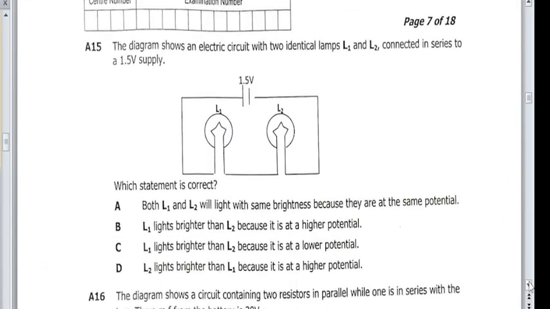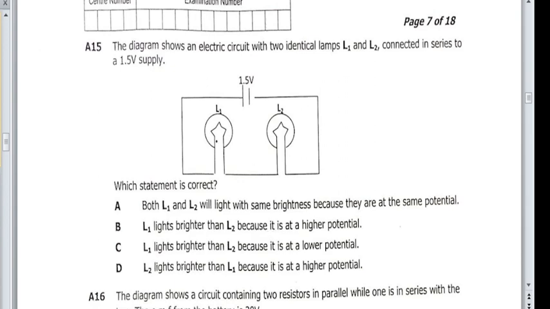Question 15, the diagram shows an electric circuit with two identical lamps. So we have the first lamp and the second lamp connected in series to a 1.5 volts supply. Which statement is correct? So let's look at the statements. The first one, both lamp 1 and lamp 2 will light to the same brightness because they are at the same potential. No, they are not at the same potential. B, light 1 lights brighter than light 2 because it is at the higher potential.